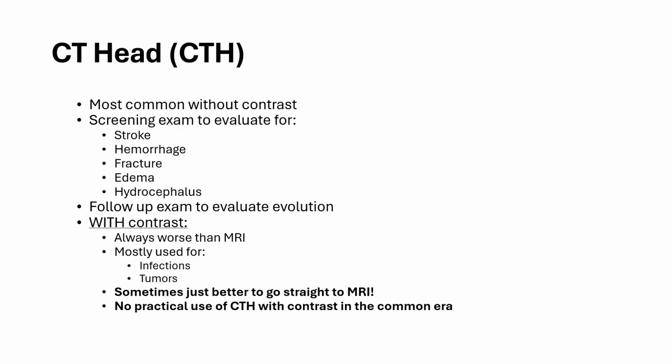I am on my neuroradiology rotation, so I thought I'd make a PowerPoint of some basic concepts. The first imaging modality we're going to talk about is the CT head. CT head is most commonly the first line imaging you get when someone comes in, maybe with a trauma. Most of the time you're going to get it without contrast. It's a really quick screening exam looking for potential stroke, hemorrhage, fracture, edema, hydrocephalus. It's also a follow-up exam.